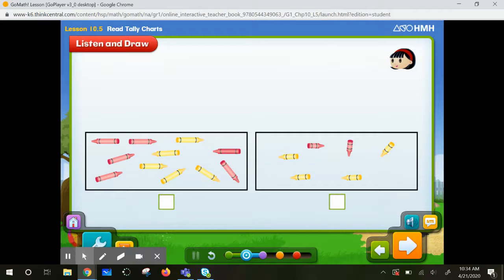Let's count the long crayons. 1, 2, 3, 4, 5, 6, 7, 8, 9, 10, 11. There are 11 long crayons. And now let's count the short crayons. 1, 2, 3, 4, 5, 6. There are 6 short crayons. So you sorted the crayons in 2 different ways and found the number of crayons in each group.